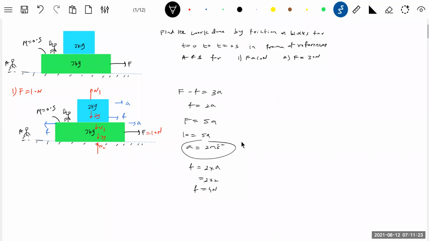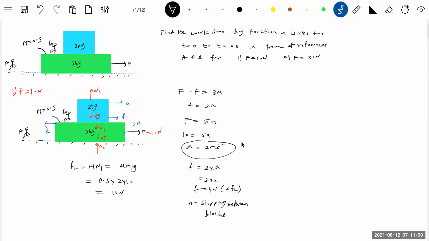And what is the limiting friction? We know that limiting friction should be equal to mu N or mu m1 g. Then mu is 0.5, 2 into 10. 10 Newton is the limiting force. How much frictional force is acting? 4 Newton. So definitely less than f_L. No slipping between blocks.